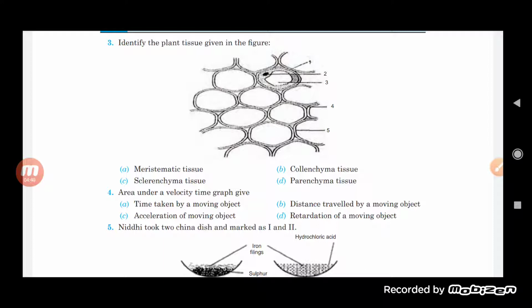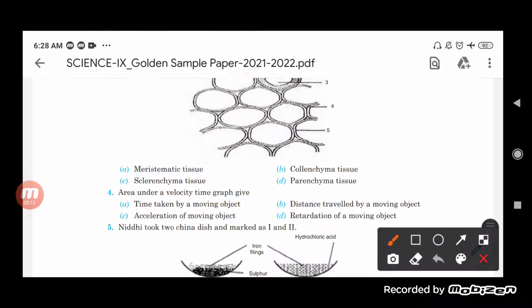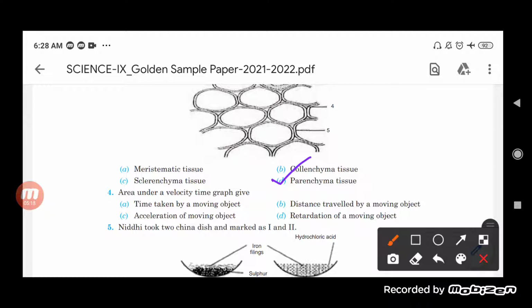Since you can see there is no such deposition in the picture, it will not be a collenchymatous tissue, because there is no pectin deposition, and it is not a sclerenchymatous tissue as there is no lignin deposition. But it can be a parenchymatous tissue, since the walls are tightly arranged with each other and intercellular space is also present. So this shows all the properties of a parenchymatous tissue. So the answer will be parenchyma tissue.